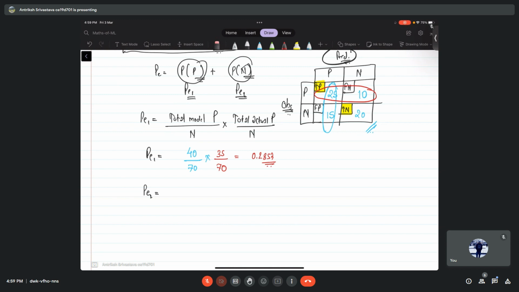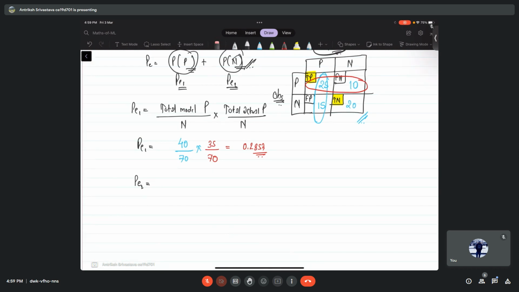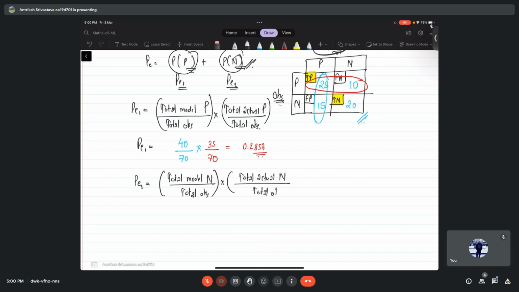PE2, that was the probability for all no. So that is the same as this we have written here. Let me remove this n because it might be confusing. By total observation. So we have total model negative divided by total observation, into total actual negative divided by total observation.